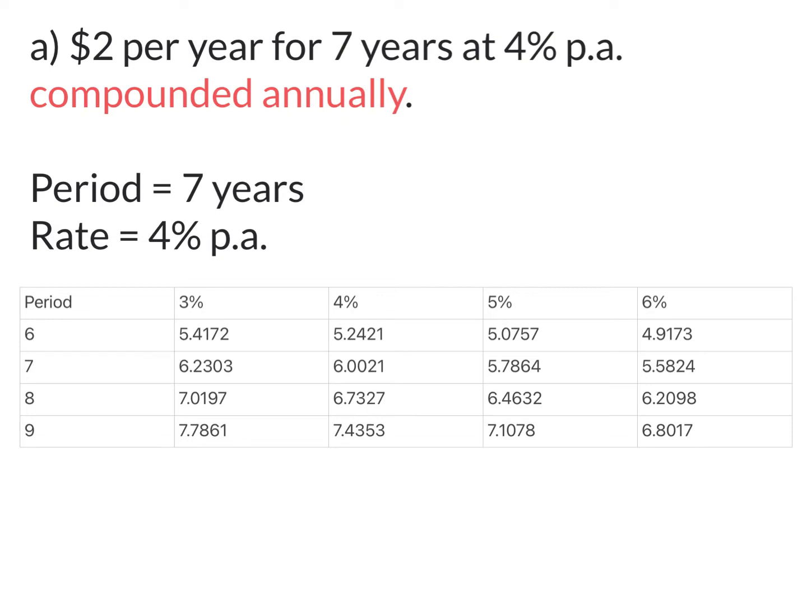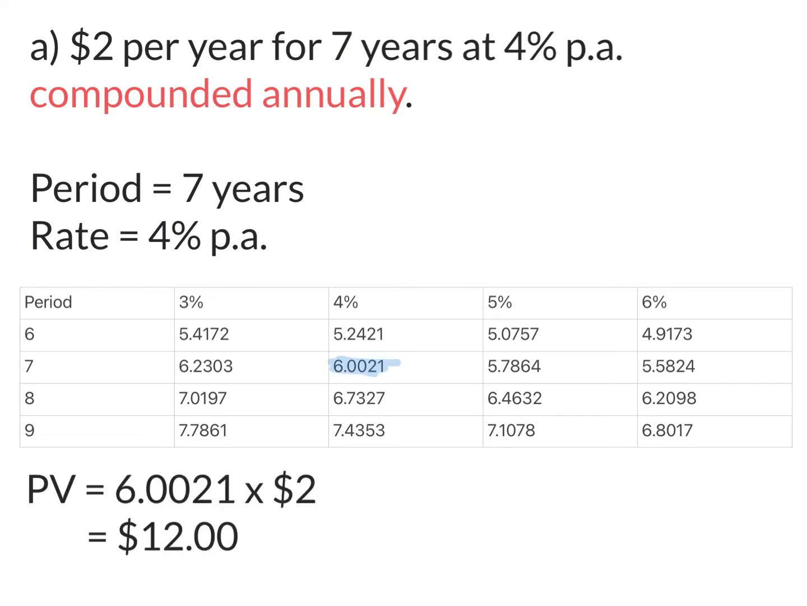So that means the period is 7, the rate is 4%, and if we find that on the table, you can see that is 6.0021. So the present value, we use that 6.0021 and we times it by the contribution, $2, and that gives us $12 as a present value.